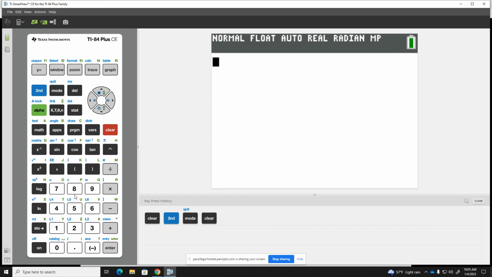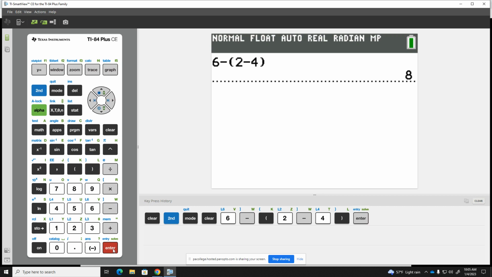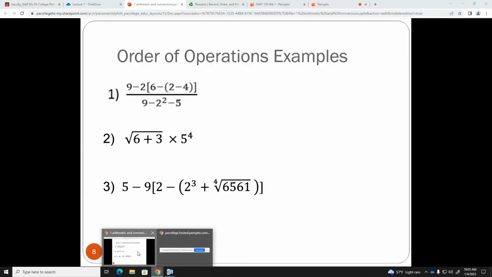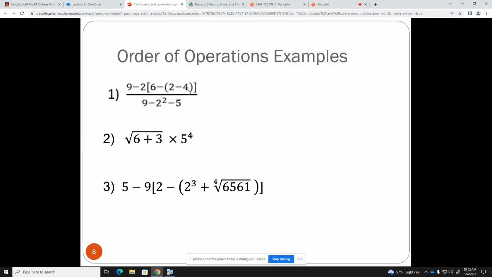So I'm going to go to my calculator and type just what we had there. Inside the bracket, I had 6, then subtract, then parenthesis, 2, subtract 4, and parenthesis. So I hit enter or equal, and that portion gives me 8. Going back to my problem, what I now know is that all of this bracket work simplified to 8.